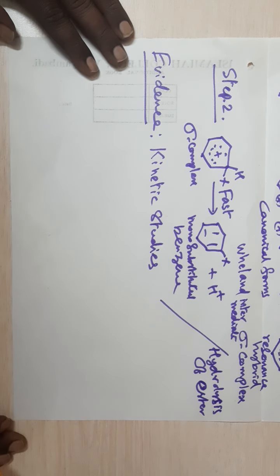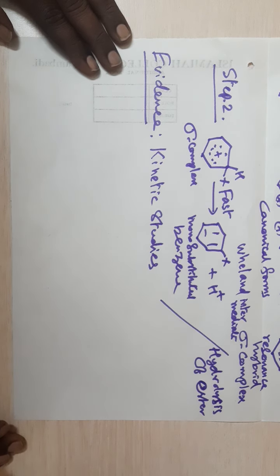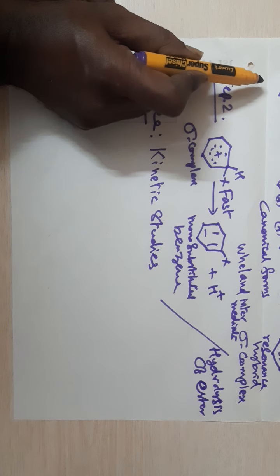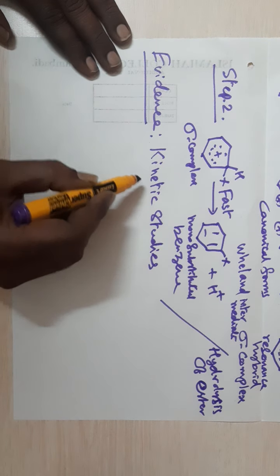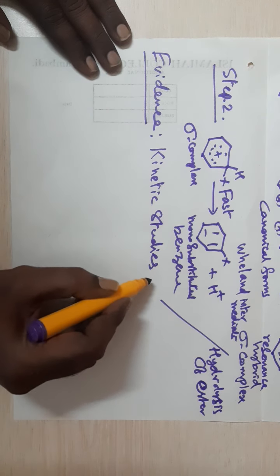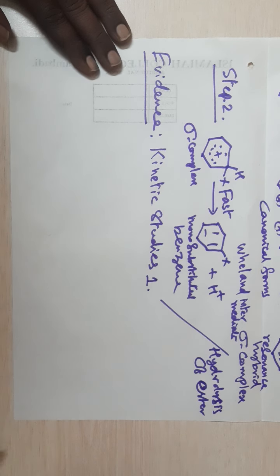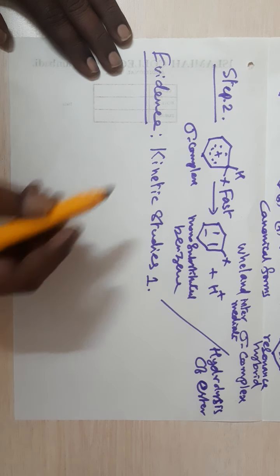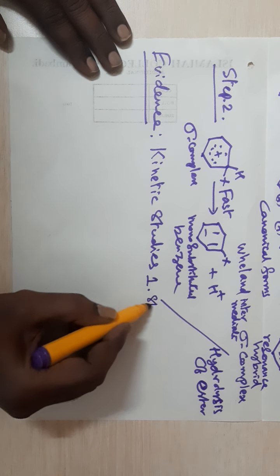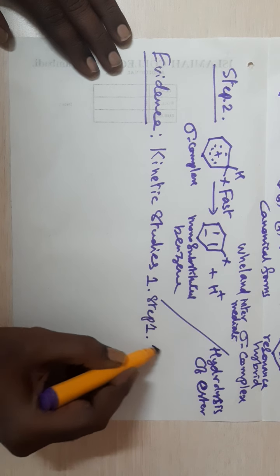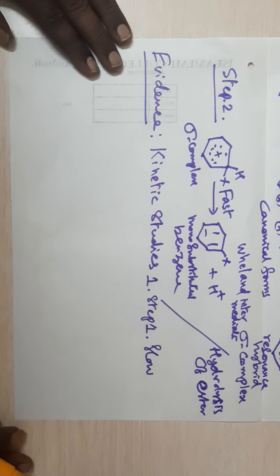So when kinetic studies were carried out, the first evidence comes from kinetic studies. According to the kinetic studies, it is found that the first step is the slow step and the second step is the fast step.